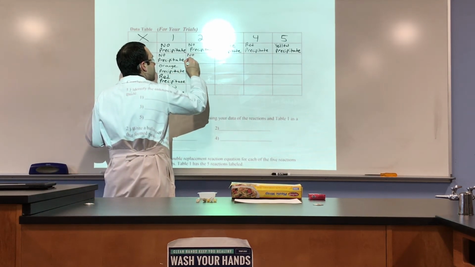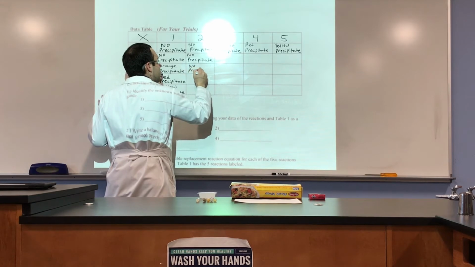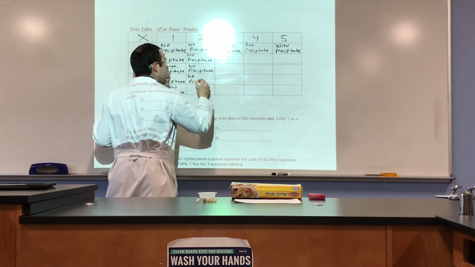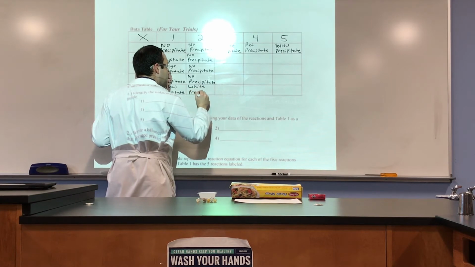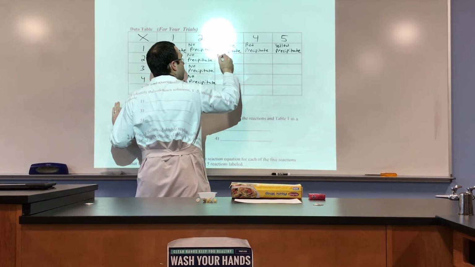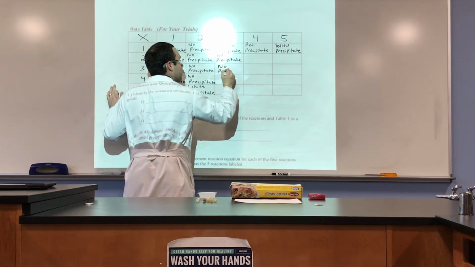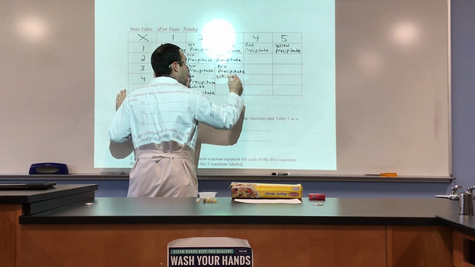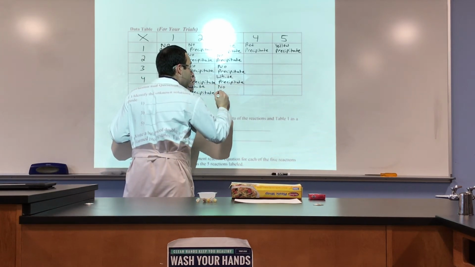2 and 2, no precipitate. 2 and 3, no precipitate. 2 and 4, no precipitate. And 2 and 5, white precipitate. 3 and 1 is orange. 3 and 2 is no precipitate. 3 and 3, no precipitate. 3 and 4 is a white precipitate. And 3 and 5 is no precipitate.